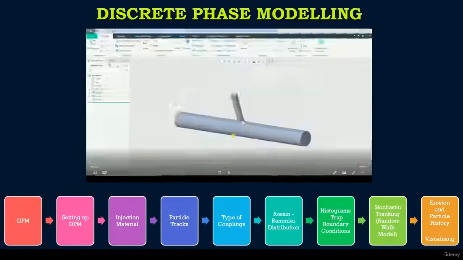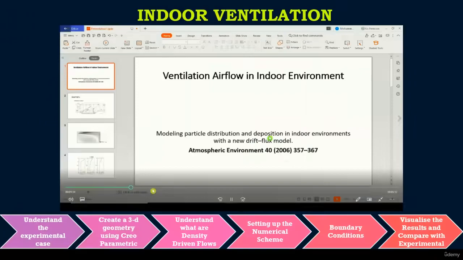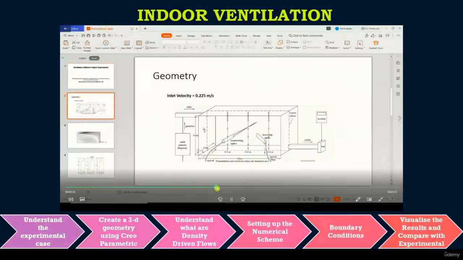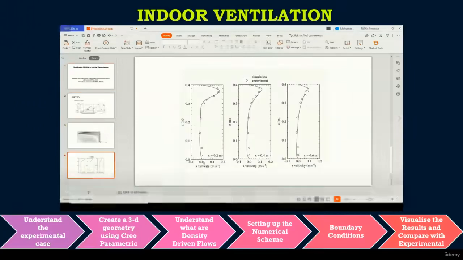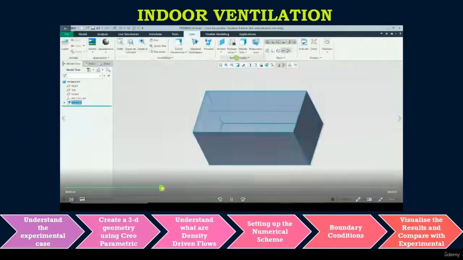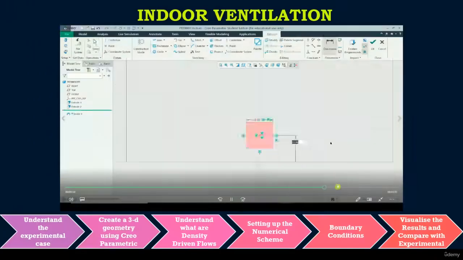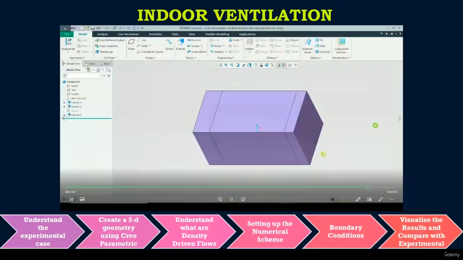After this project, we will be moving to the next project that deals with the numerical simulation of flow field in the interior environment, also known as indoor ventilation. In this project, we will be validating the CFD code, that is ANSYS Fluent, with one of the experimental studies. The project begins by understanding the experimental case. We will go through the inputs and outputs of the experimental study which is published in one of the journals. By going through the inputs, we will try to model a three-dimensional geometry using the Creo Parametric CAD software.